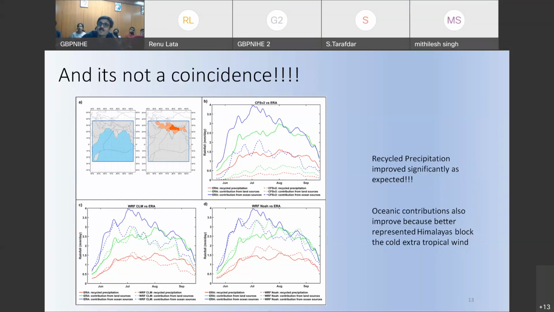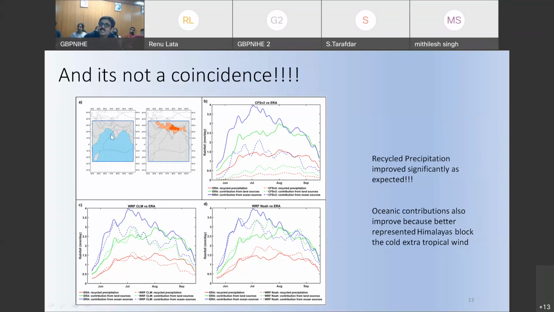But what happens when you do not represent the Himalaya properly in the climate model? It allows a lot of cold air to enter the Indian landmass. As soon as the cold air enters during the summer season, your landmass gets cold. When the landmass gets cold, the land to ocean temperature difference does not develop. When that does not develop, the wind cannot go from ocean to land.